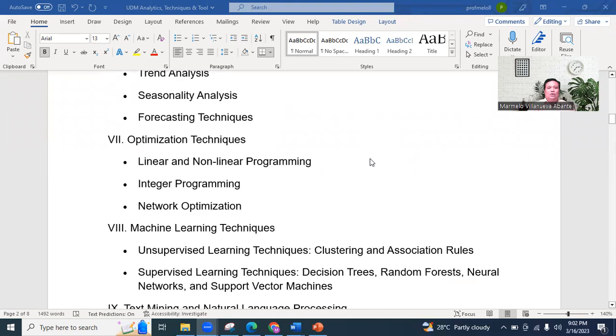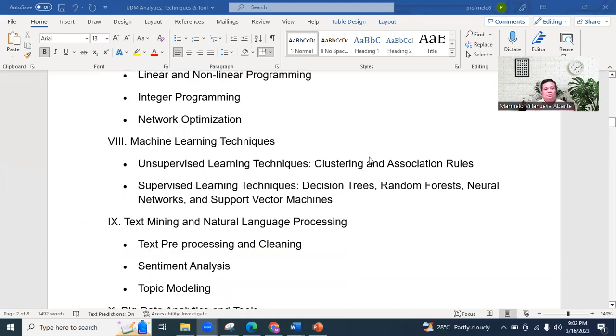Week number 7, or module number 7, focus on optimization techniques. The subtopics are linear and nonlinear programming, integer programming, and network optimization. For module number 8, focus on machine learning techniques. Subtopics are unsupervised learning techniques, clustering and association rules. Supervised learning techniques, decision trees, random forests, neural networks, and so forth, vector machines.